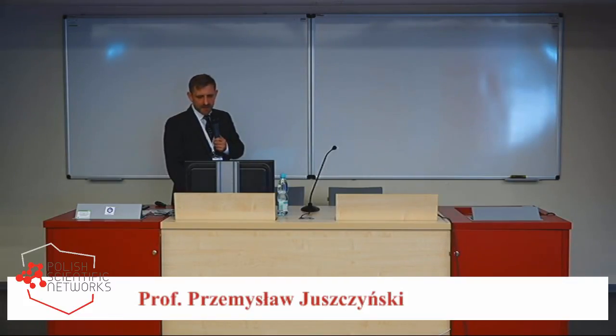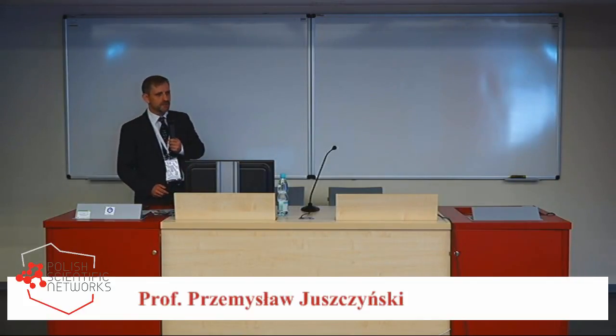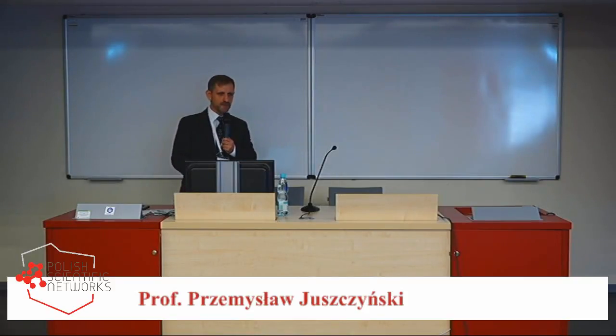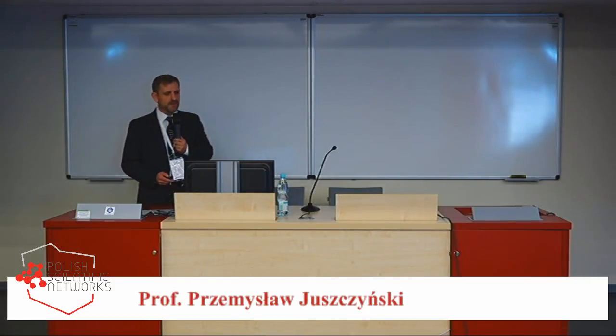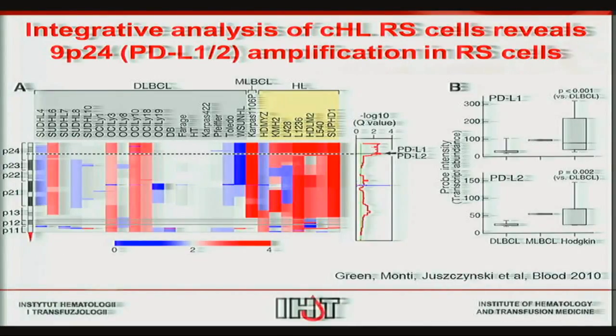Okay, so after these early experiments in this disease, we wanted to ask a different question. Can we identify structural alterations that would be associated with immune evasion in this disease? And we performed a very similar experiment to that first study comparing gene expression profile. We basically took a panel of diffuse large B-cell lymphoma cell lines and Hodgkin lymphoma cell lines, and performed high-density SNP arrays to identify structural alterations in this disease. And what we encountered here is the very specific amplification of the 9p24 locus.